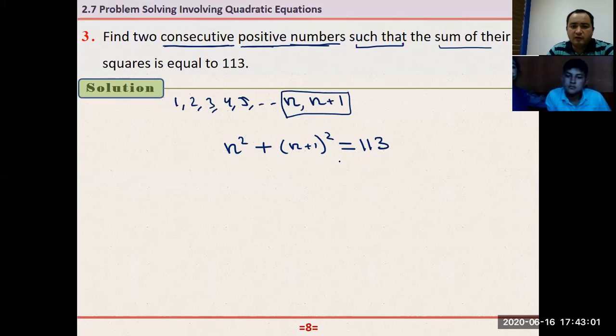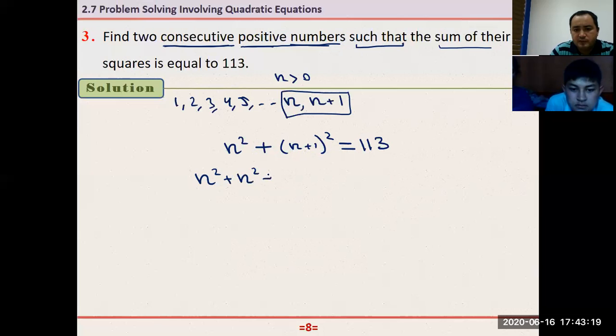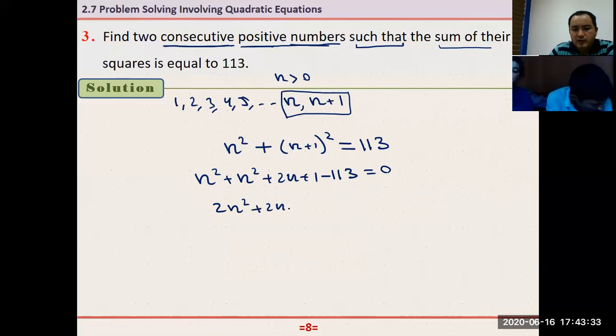Okay, so we need to solve this equation. Here we know that n is positive. So you know how to solve this. First you have to expand this and simplify and reduce it to a standard form and solve the quadratic equation. So here we have n squared. If you expand this, we have n squared plus 2n plus 1. Take to the left hand side, minus 113 is equal to 0. Right? So n squared plus n squared, 2n squared. Here we have 2n, 1 minus 113, minus 112 is equal to 0.